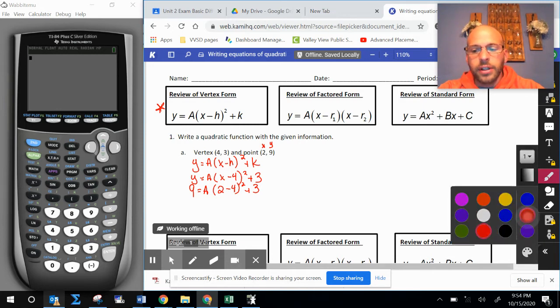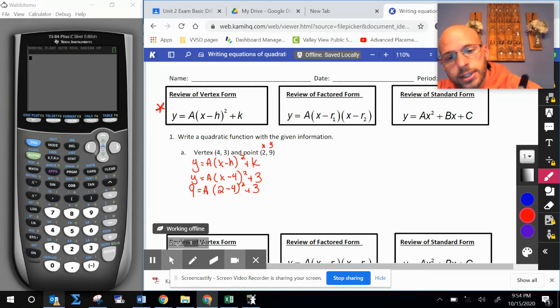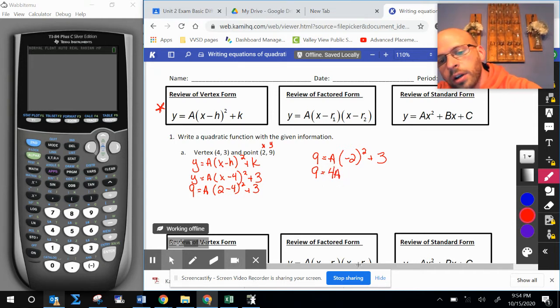So I'm going to give myself a little bit more room here. I'm going to say, okay, I have 9 equals a times, now 2 minus 4 is negative 2, squared, plus 3. And I can reduce that negative 2 squared. Negative 2 times negative 2 is going to be a positive 4a plus 3. So now I can subtract the 3. I get 4a equals 6. Divide by the 4.